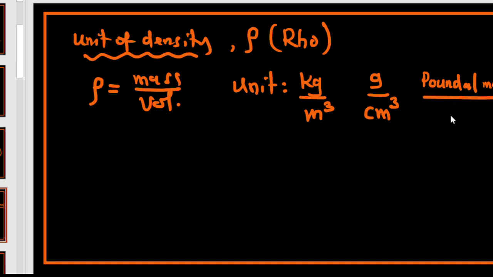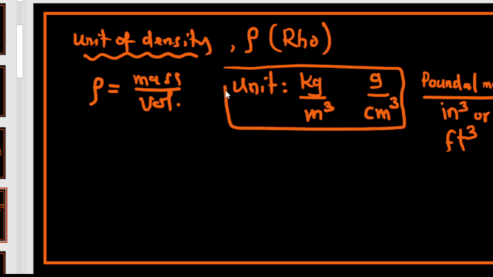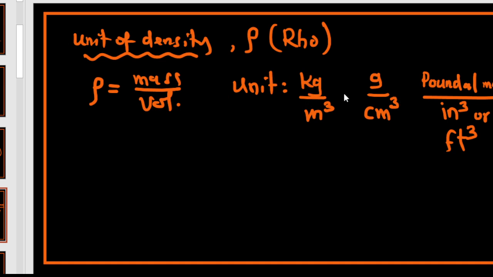So pound mass divided by volume, now the volume could also be in inches cube. So we have inch cube. We can also have something like feet cube. So these are the various forms we can have the unit of density. But as far as most examination bodies are concerned, the unit of density is usually kilogram per meter cube, and also gram per centimeter cube. Kilogram per meter cube and gram per centimeter cube.